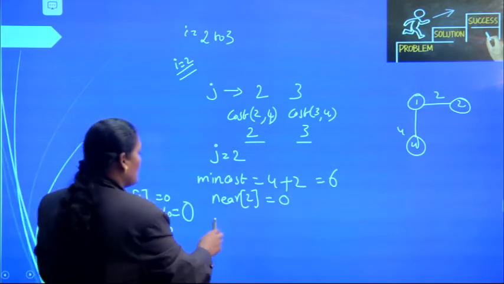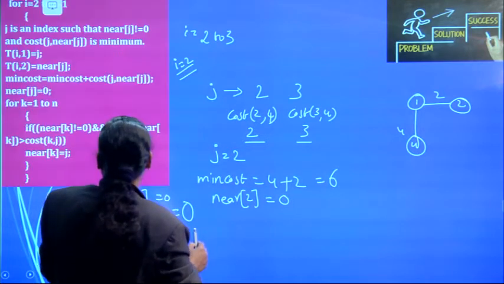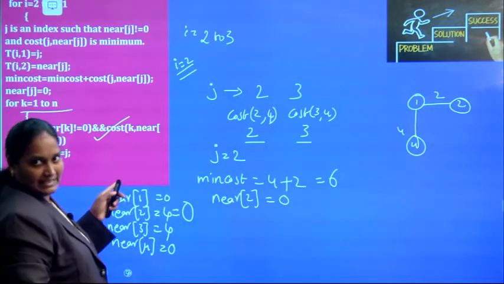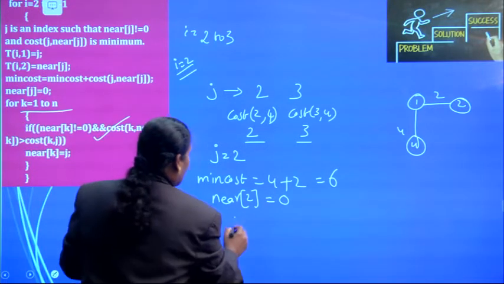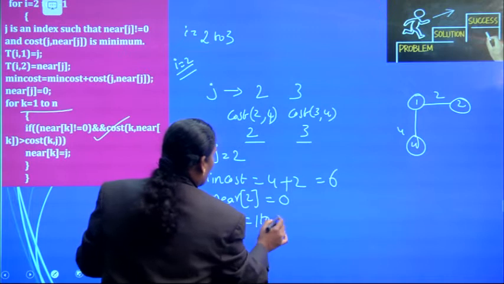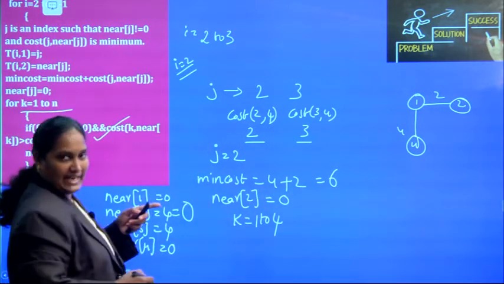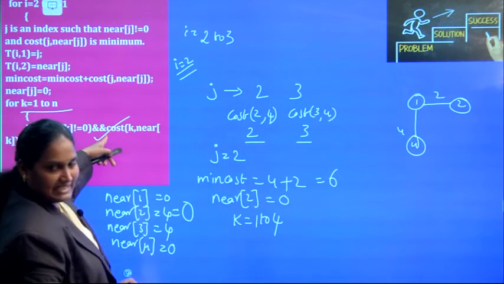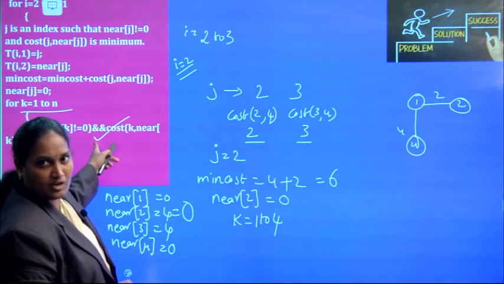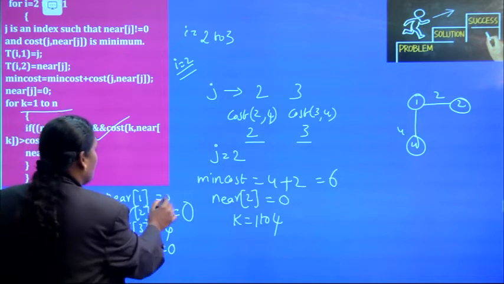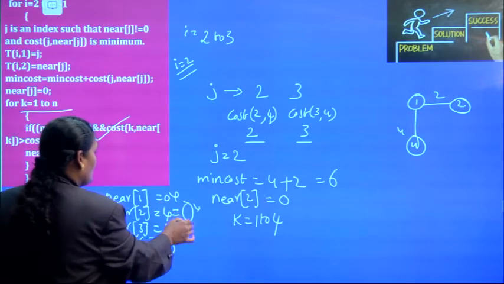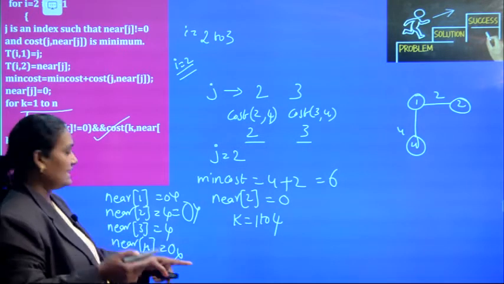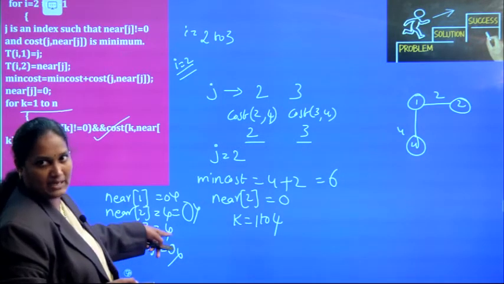Next, what do I need to do? I need to update the near values. For k is equal to 1 to n, that is k is equal to 1 to 4, we need to update near values. For updating, first near k should not be 0. Here near of 1 is 0, near of 2 is 0 and near of 4 is already 0. Only near of 3 should be updated.